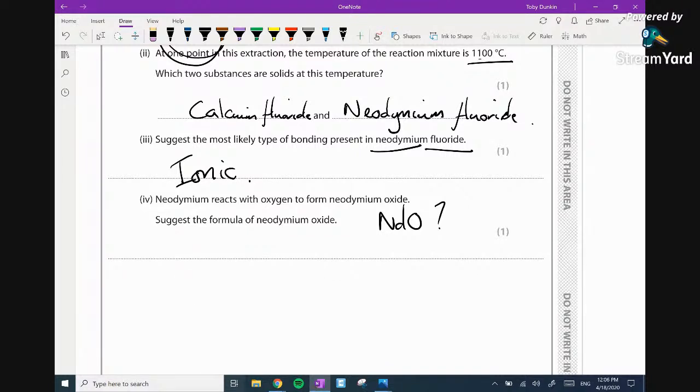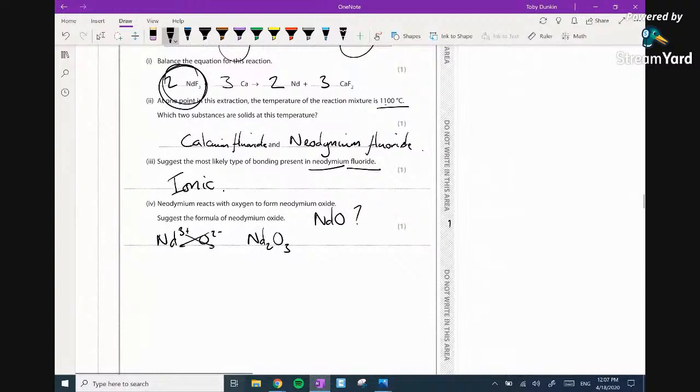So what that means is we're then going to get Nd3+, O2-, good old X factor crossing down, even though I don't really like it, Nd2O3. And that was hard, that was a level 9. That was a level 9.